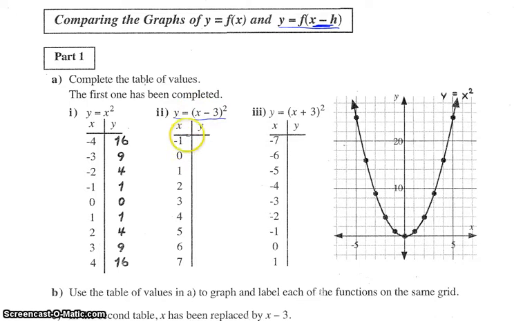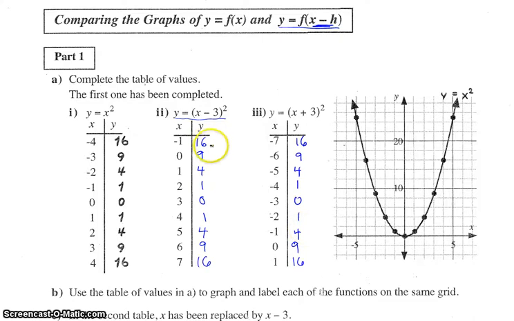Okay, so let's try -1 in there. -1 minus 3 is -4. -4 squared is going to be +16. And 0 minus 3 is going to be -3, squared is 9. Okay, you guys fill in the rest of those. Pause your video and we'll see if we get the same answer.